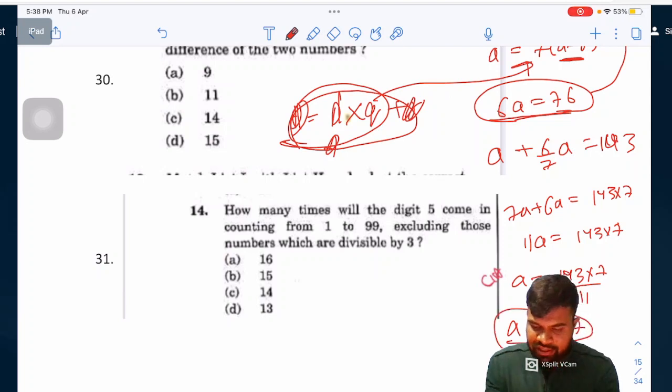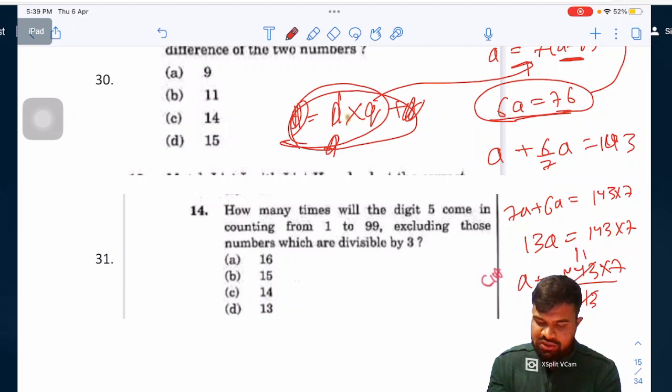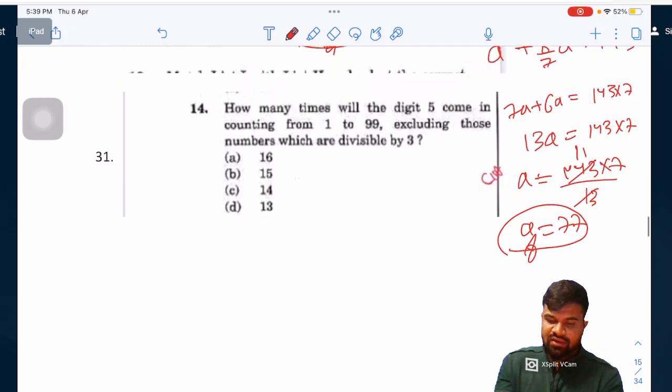11 into 11, no? Sorry, 13, 13. Sorry for the mistake. This is how I make mistakes when I do things very fast. So this will be 143 into 7, so a is equal to 143 into 7 by 13. So this will be 11. A is equal to 77 based on this calculation.